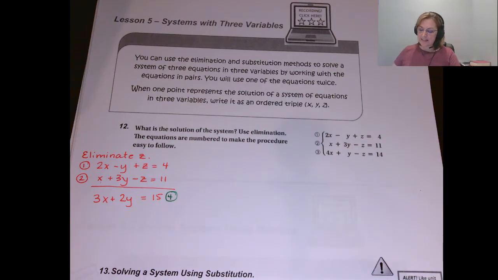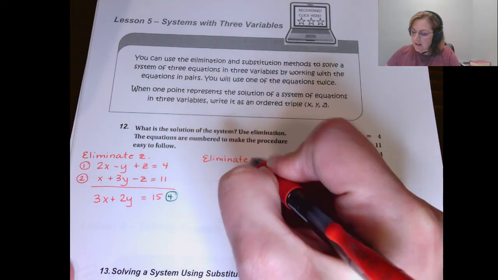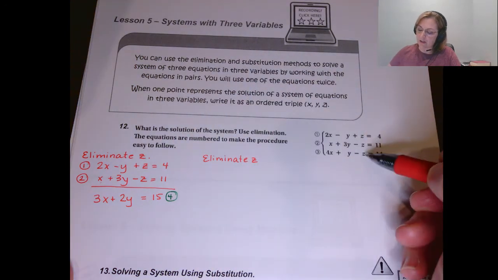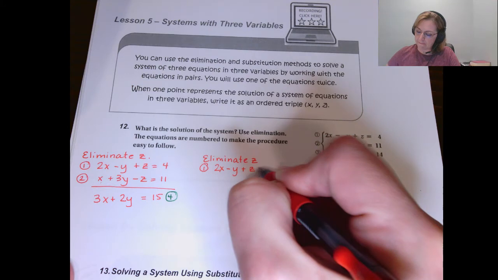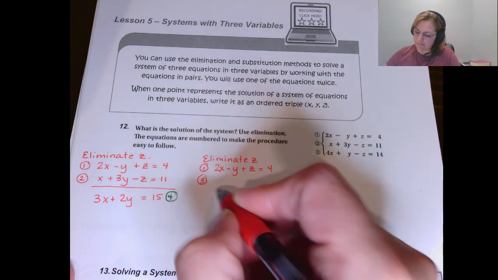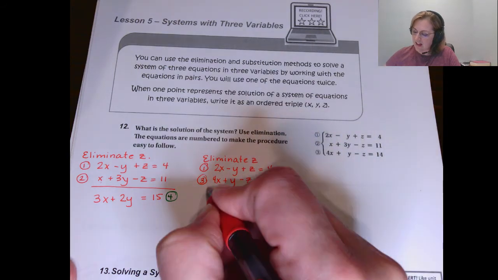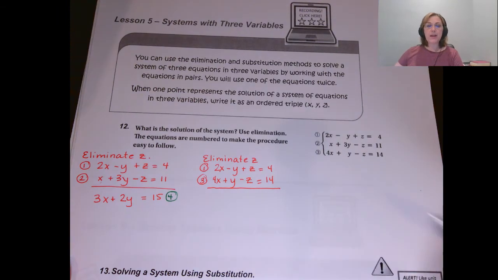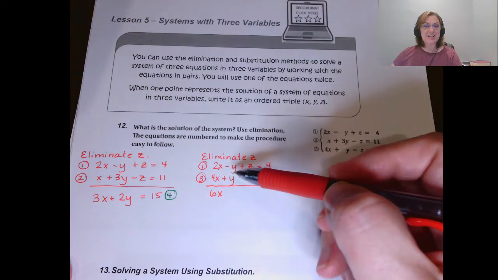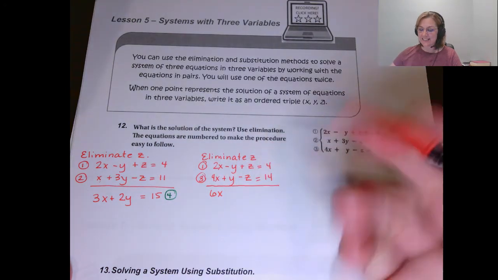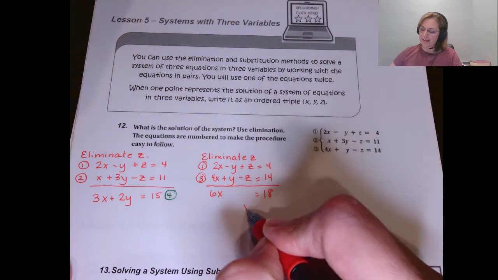All right, next step, I'm going to do the same thing. I'm going to eliminate z. This time I'm going to do it from equations 1 and 3. So for equation 1 and equation 3, I'm going to add them together. Okay, 2x plus 4x gives me 6x. Oh, bonus here. I get the y's to cancel and the z's to cancel, so I get 18. Oh, very, very nice there. So I know that x is 3.